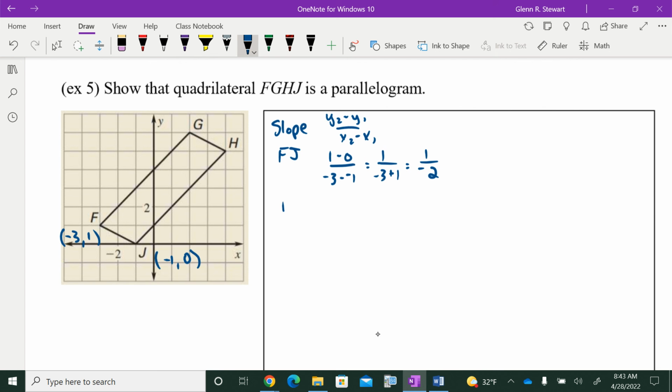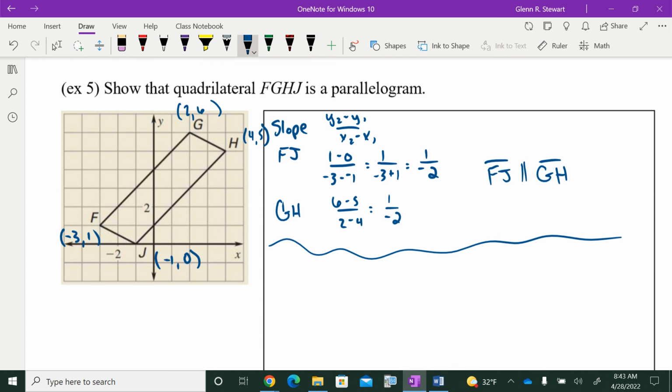After that, we'd also want to find the slope of GH. So let's look at those coordinates. I've got the coordinate of 2, 6, and another coordinate of 4, 5. I'm going to plug those in. So 6 minus 5 over 2 minus 4 gives us 1 over -2. So we definitely know that FJ is parallel to GH. That's part one of it.